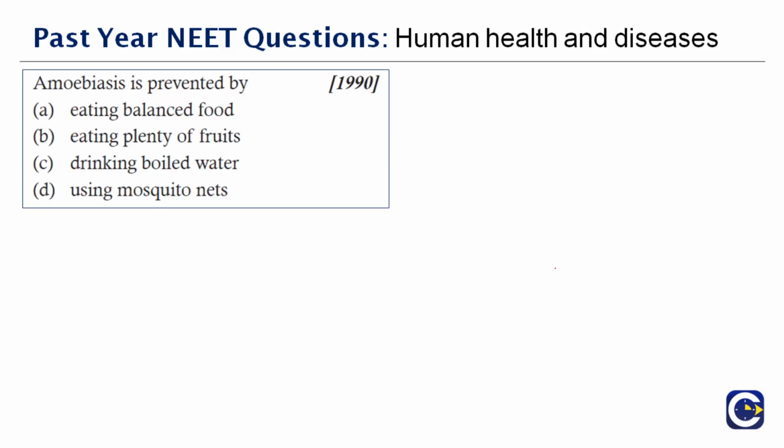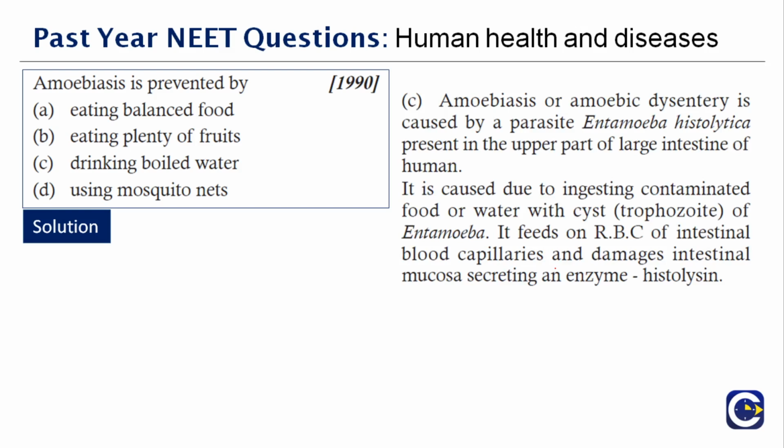Next question here. Amoebiasis is prevented by dash. A very easy question which was asked in the year 1990. So I already said amoebiasis is caused by a protozoan called Entamoeba histolytica, and the disease gains entry into man or the host through contaminated or unsterilized water or food. So if you drink boiled water itself, it is enough to eradicate this disease. So this is an amoebic dysentery that is caused by the parasite that I mentioned.